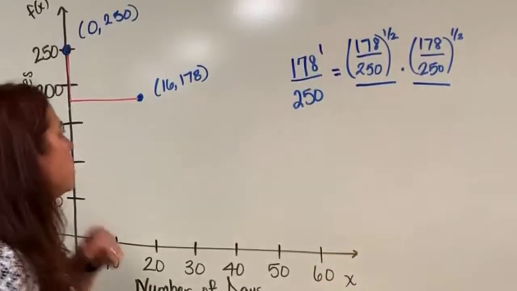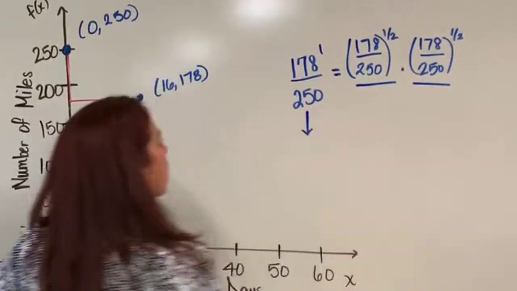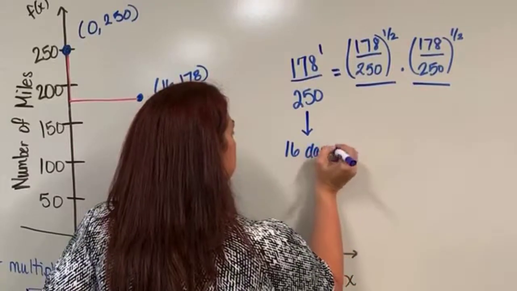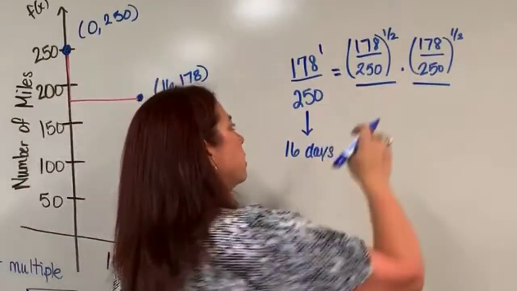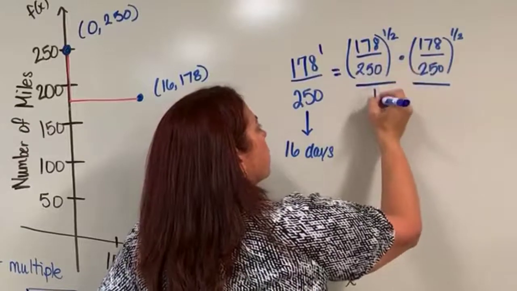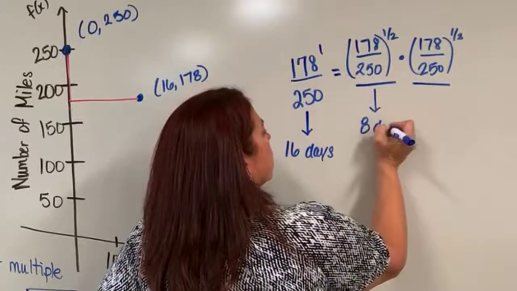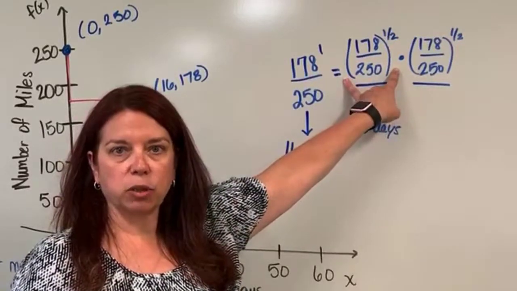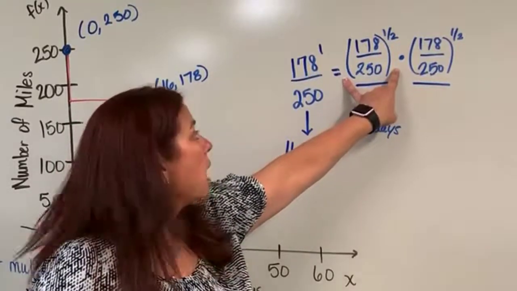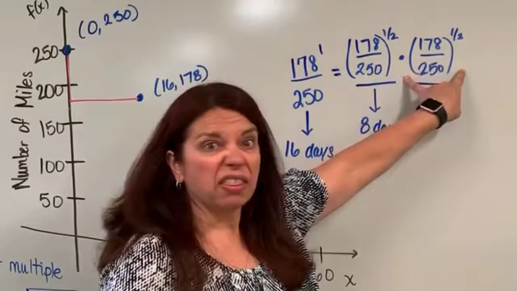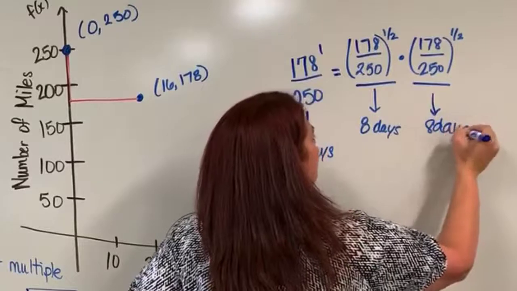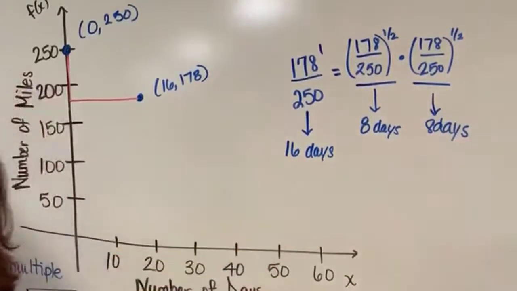Okay, so this says this value here, 178 divided by 250, is going to occur over 16 days. But each of these, and this is a multiplication, is going to take 8 days to occur. So I would multiply by one of these factors here, this constant multiple raised to the 1/2 power, after 8 days, and then another 8 days that elapses from there, such that I would get a full 16 days for the factor. Okay, well, how does that help me here?